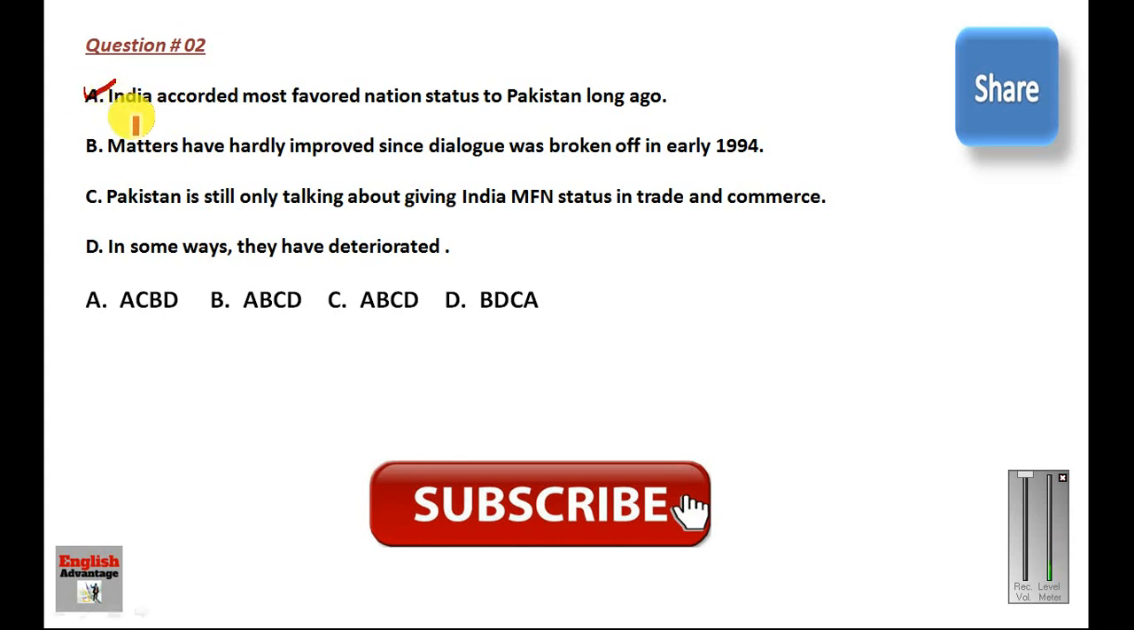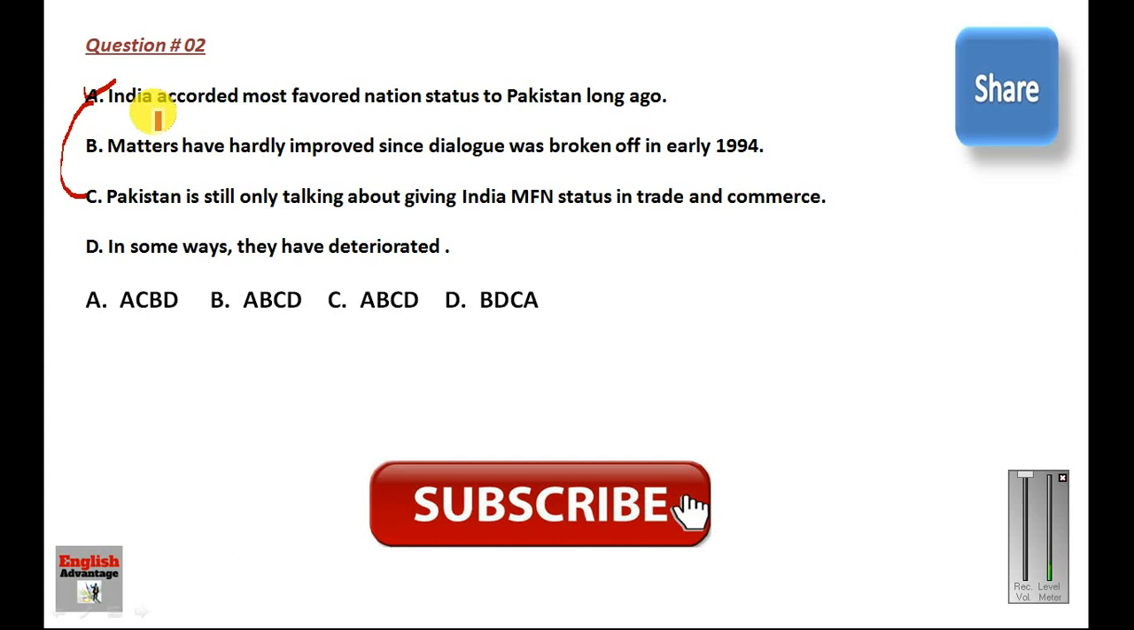India accorded most favored nation status to Pakistan long ago. Okay, India was given the most favored nation, that is MFN, long time ago. Now the contrast of this sentence, contrast of A can be found here in C. So obviously this C sentence will follow A. So A and C will become the mandatory pair.